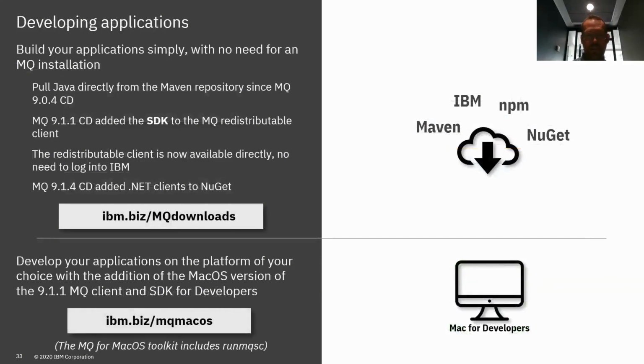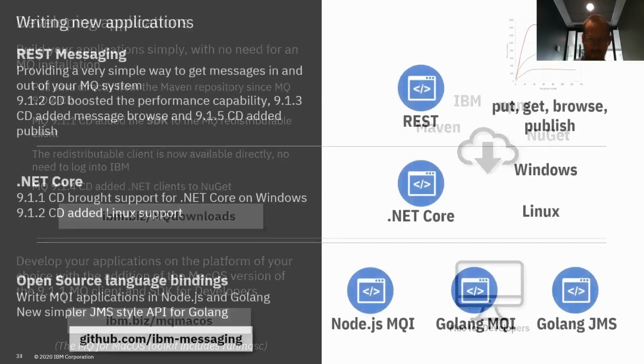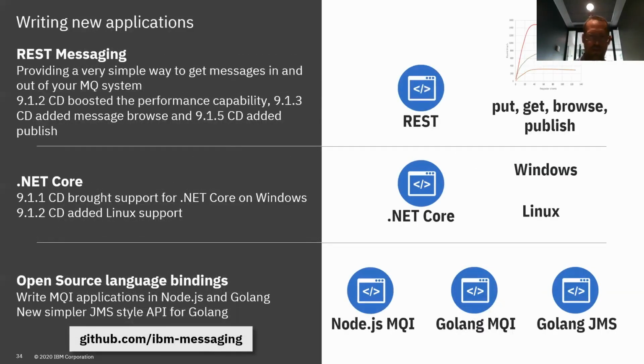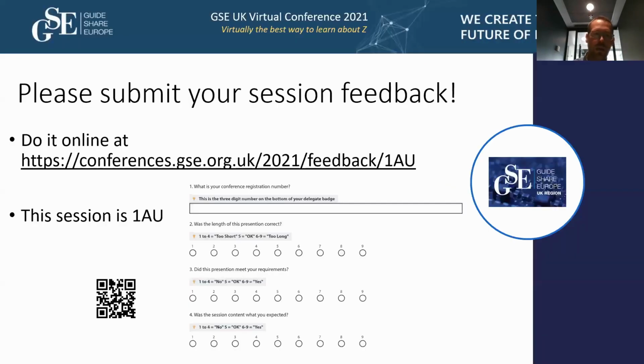Application development: we continue to keep current with different environments, Java 11 support on distributed, running applications and building applications using Maven or running on Mac, all good stuff there. And also new styles of applications. REST messaging is becoming very important, and the REST API that we provide for messaging is growing capabilities, and we've also got various open language bindings on distributed as well. So that's all I had to say.